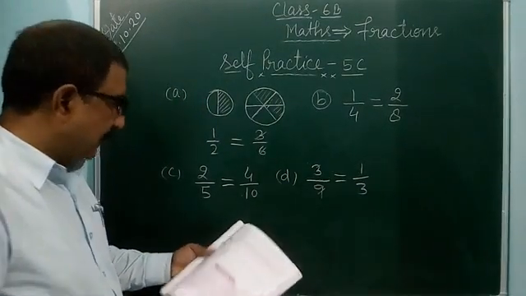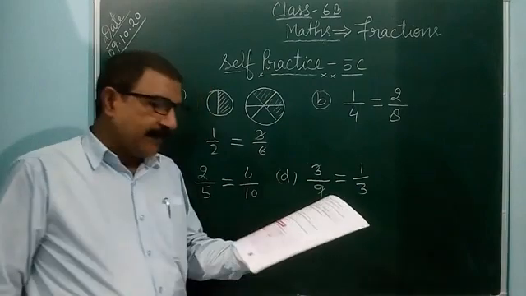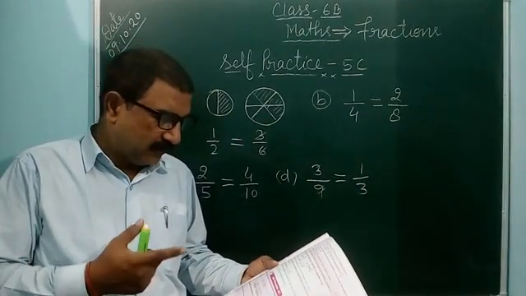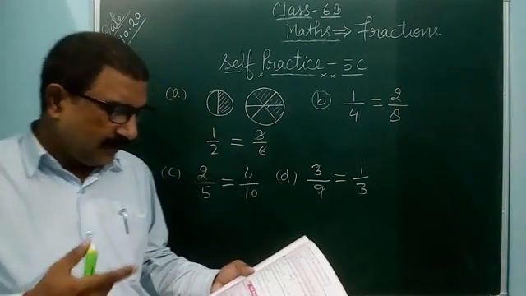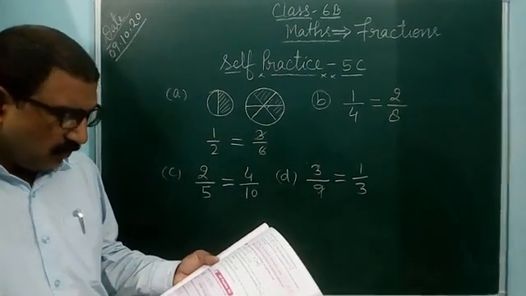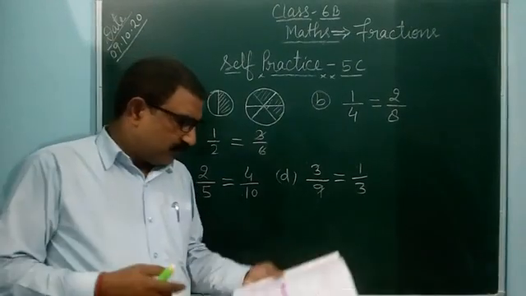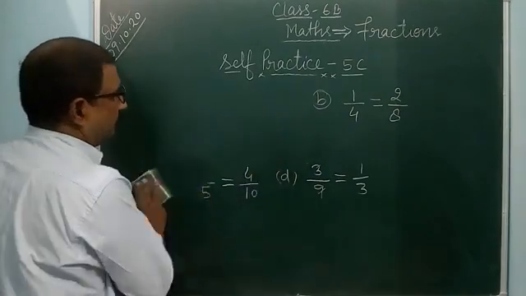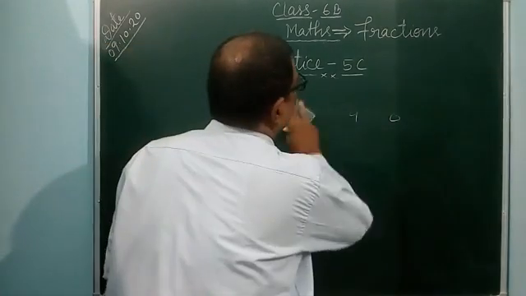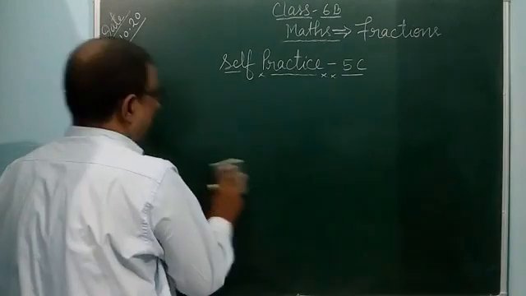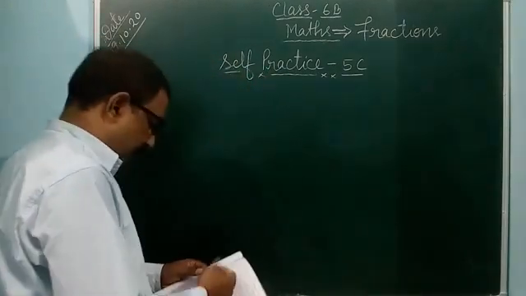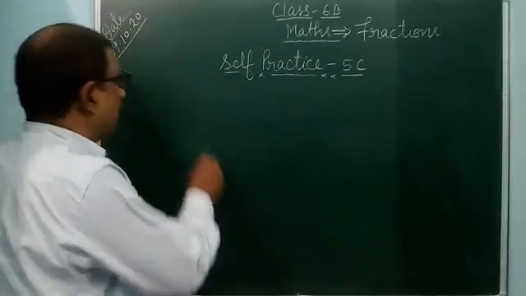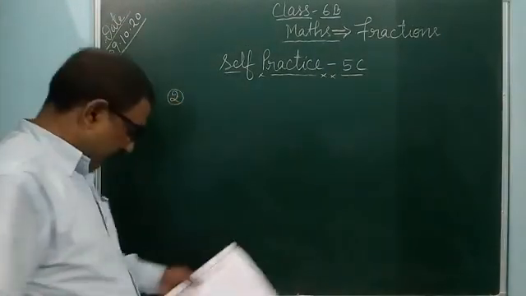After that, question number E. Question number E and F you do yourself. E and F, both questions are very simple. Like that first, second, third, fourth. It means A, B, C, D. Like that you can do E and F yourself. Question number second. You see question number second.